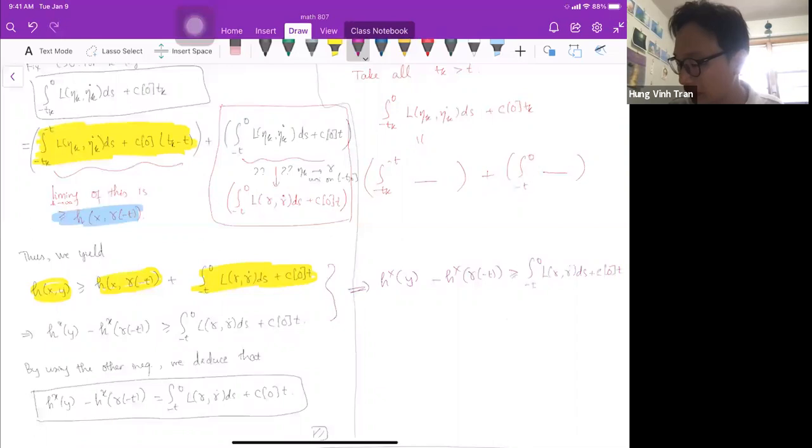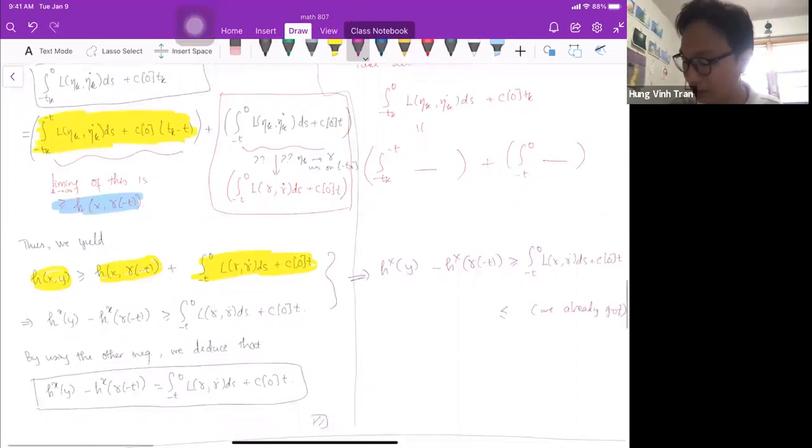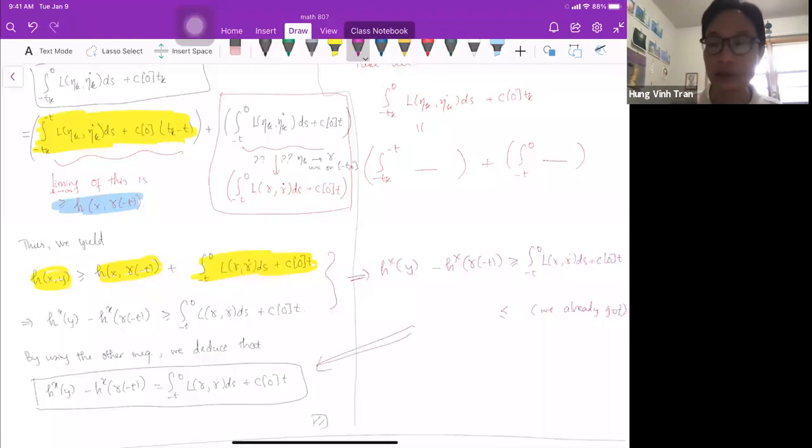And the other inequality, we already got it, right? We already got it, because that's exactly from the fact that h of x is dominated by L plus C naught, right? So therefore we get the equality, and that's what we need, right?